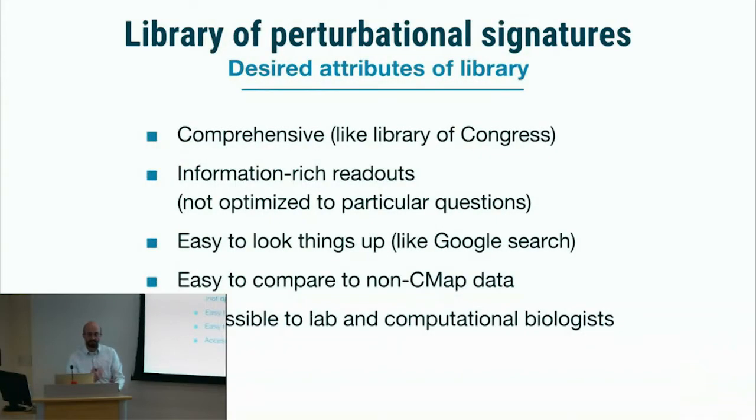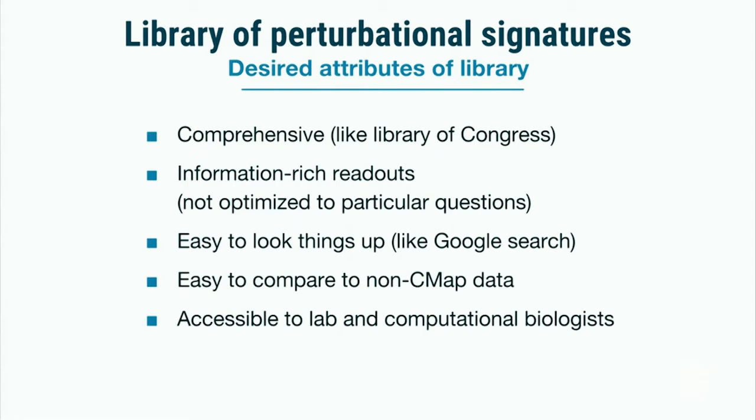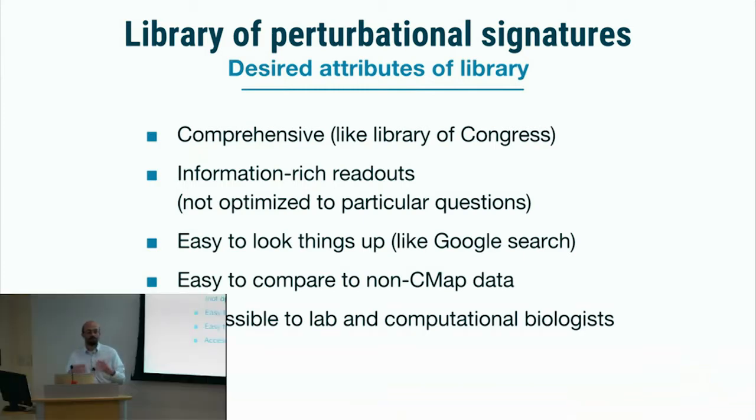We'd like it to be information rich, so not optimized to answer one specific biological or scientific question versus another. It should be easy to use, so you should be able to look things up rather easily, like Google. It should be easy to use non-CMap data. You shouldn't have this sort of lock-in where only if you run CMap or our specific L1000 assay you can use it. It should be general to lots of other data types. And it should be accessible to both lab and computational biologists.